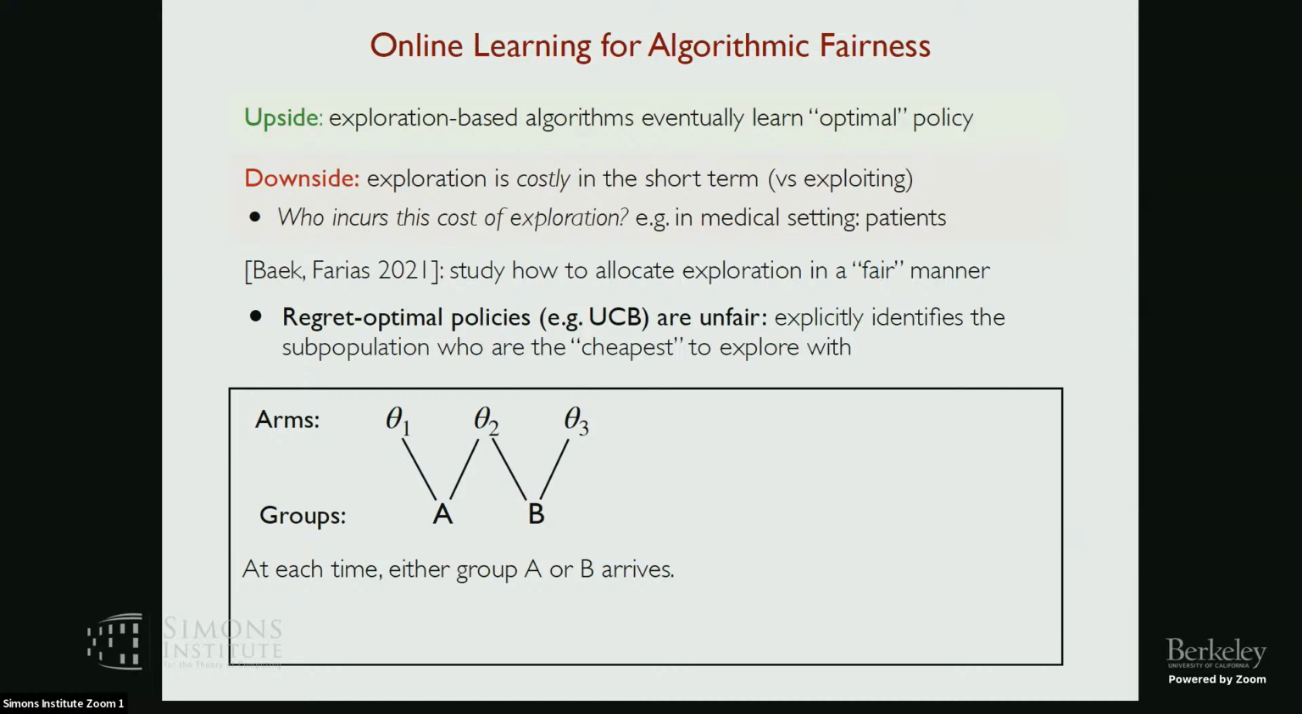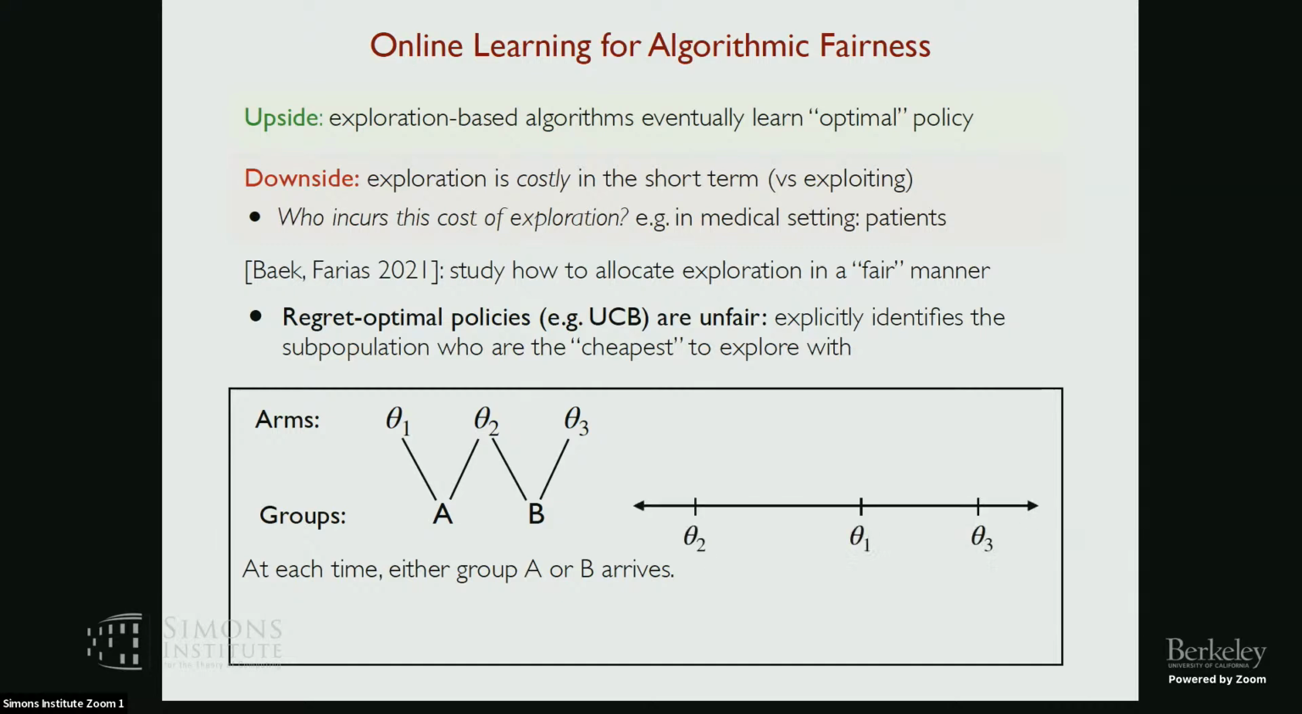So if group A arrives, the central decision maker has to assign them, has to take one of the actions that are available for this group. This is a very simple example with just 3 arms and 2 groups. And in this example, only arm 2 is a shared arm between the 2 groups. So if we want to learn about arm 2, we can either get group A to pull it, or we can get group B to pull it, and so on.